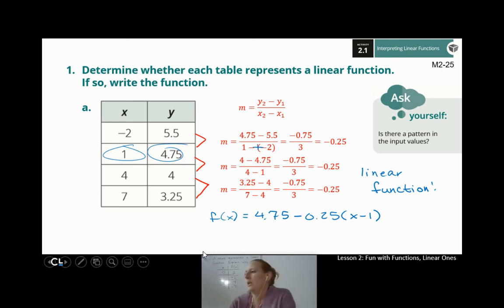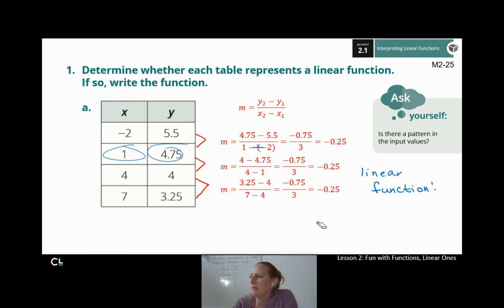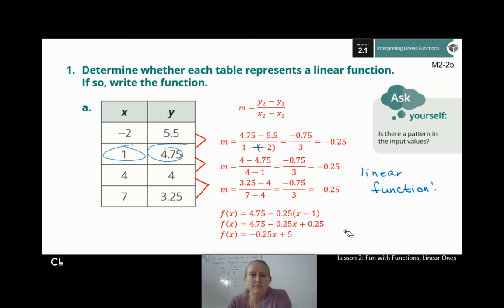You know what, though? I do want to clean that up. Since this is function notation, I am going to go ahead and clean this up. Sorry, I'm going to bring up the pretty one in just a second. There's the pretty one. I'll distribute: -0.25 times x is -0.25x. -0.25 times -1 is a positive 0.25. I'm going to move my -0.25x to the front. We like to have our x in front. And 4.75 plus 0.25 is 5.